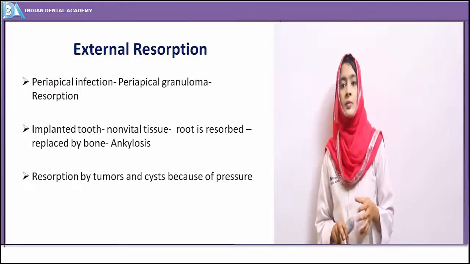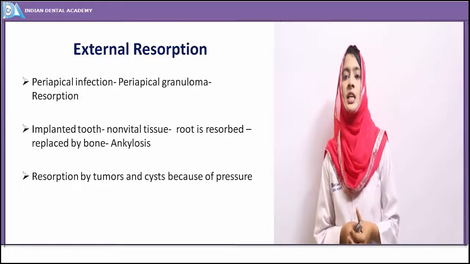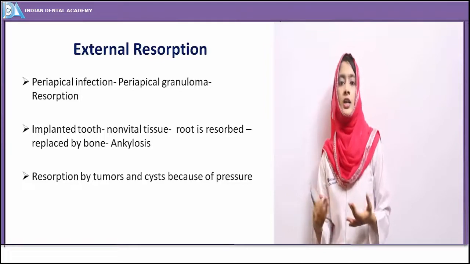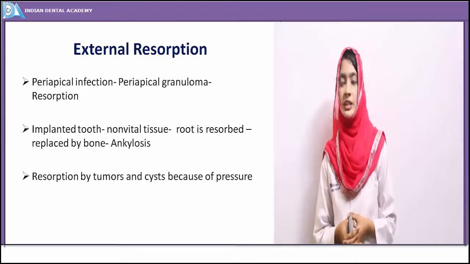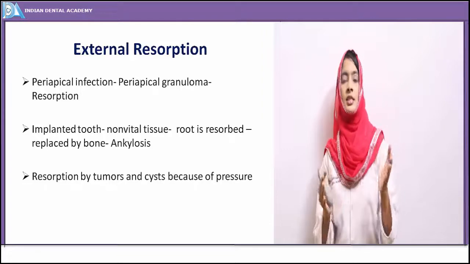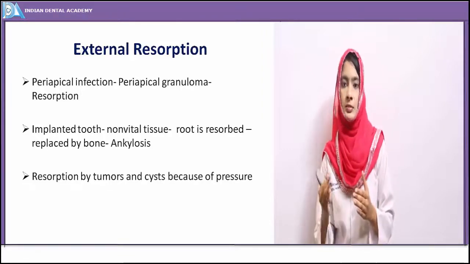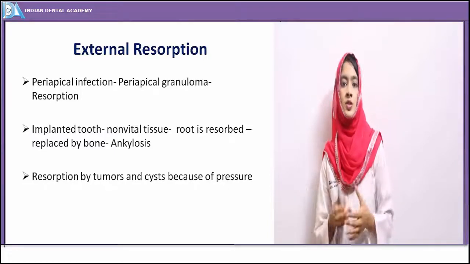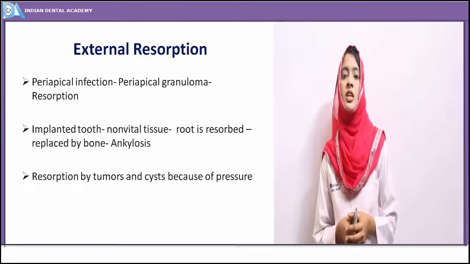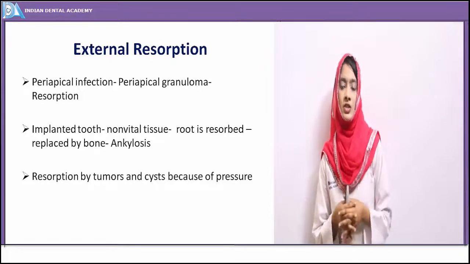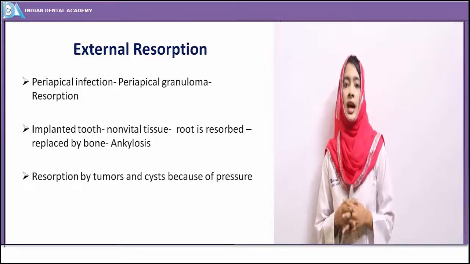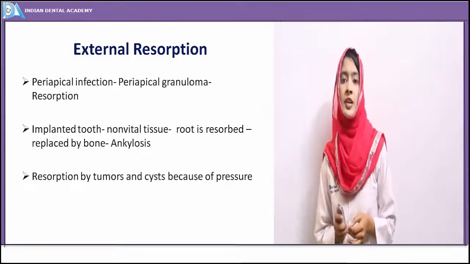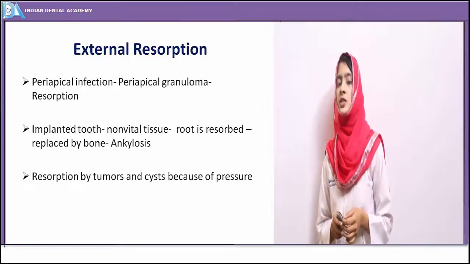Then we can see that the presence of tumors or cysts has mostly shown either resorption of teeth or displacement of the roots of teeth. Cysts causing root resorption is mostly because of pressure phenomena. Whenever the cyst enlarges because of the increased hydrostatic pressure, it ultimately leads to activation of osteoclasts and leads to root resorption. That's also a form of external resorption of roots and is pathologic.